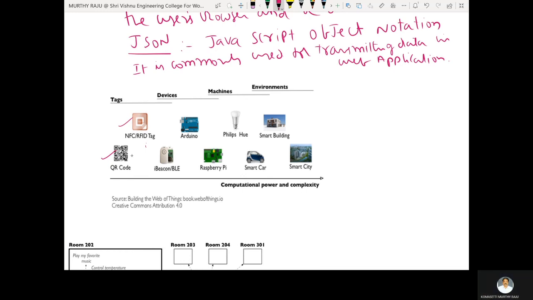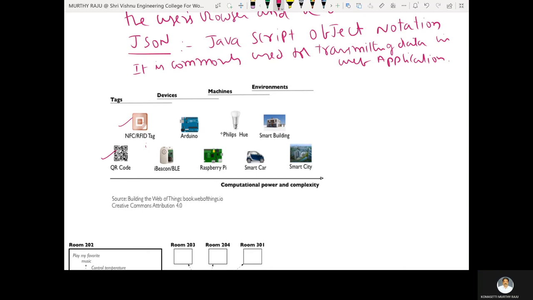EPC, the electronic product code, is a 96-bit format encoded inside the tags attached to the objects. These are the devices: Bluetooth Low Energy, Arduino, Raspberry Pi. Raspberry Pi is a programmable device used to build hardware, do home automation, and in industrial applications. Arduino also performs these software and hardware applications.